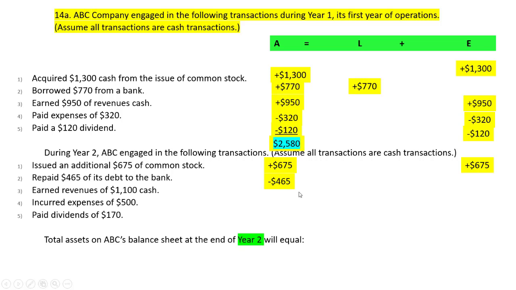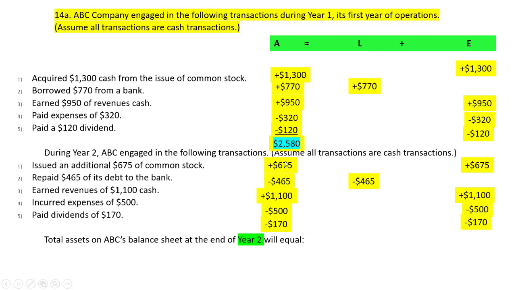We've repaid part of the bank loan, so cash goes down under assets $465, and the liability goes down $465. We earned revenue of $1,100 cash, so cash goes up $1,100, and so does equity. Incurred expenses of $500. That means our asset cash will go down $500, and our equity goes down $500. We paid dividends of $170, so $170 goes down under assets for cash, and equity goes down also.